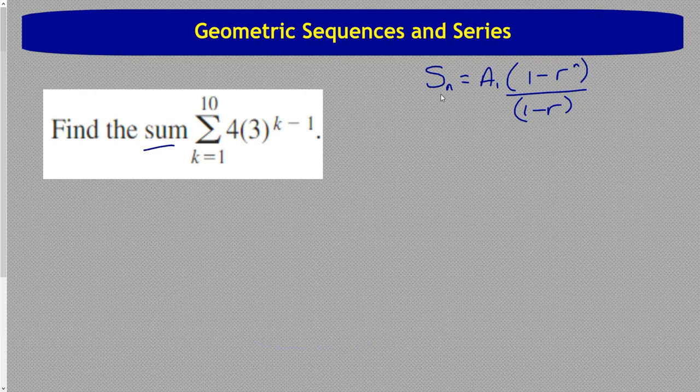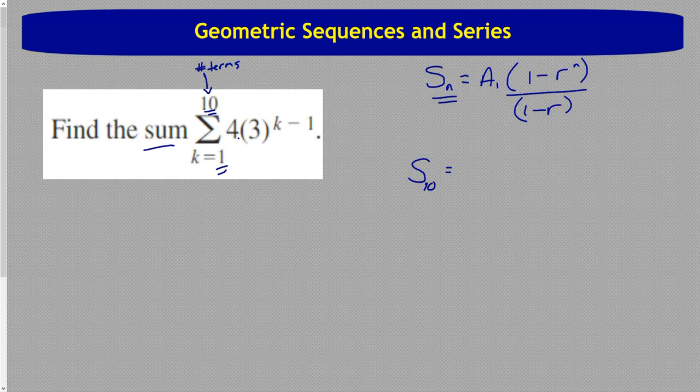So let's look at what we need. I'm not going to know what the sum is. That's what we're trying to find, so no worries there. But I will know that there are going to be 10 terms, right? Because this is the number of terms up here. We're going from 1 to 10. That's 10 terms. So S of 10 will be equal to the first term.